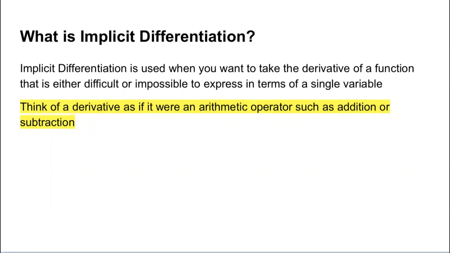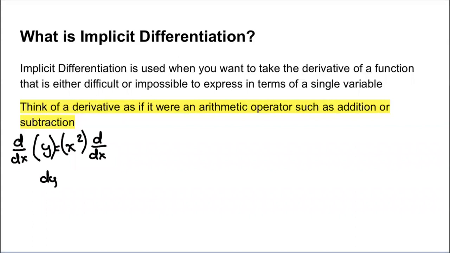When I say a single variable, let's take this example, y is equal to x squared. This equation is expressed in terms of a single variable y. So when taking the derivative of an equation like this, we want to think of a derivative as if it were an arithmetic operator, such as addition or subtraction. So we're going to take the derivative here. This is going to be our derivative operator d dx because we're taking this derivative with respect to x. We're going to do it to both sides. Well, the derivative of y is just going to be dy dx, the derivative of y with respect to x.